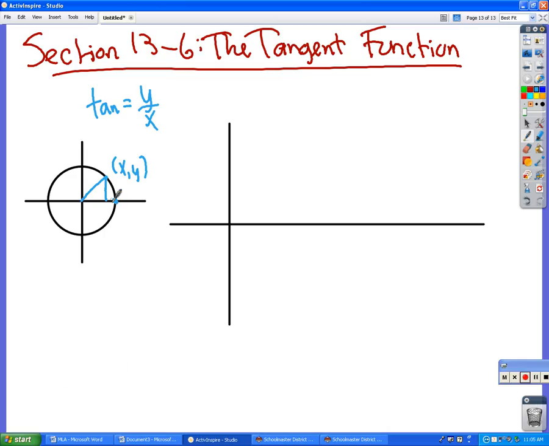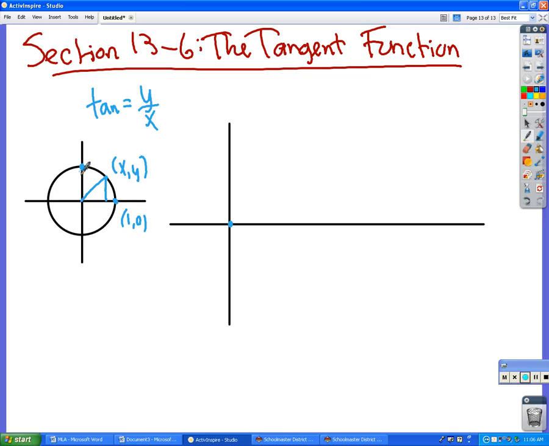Right here at this very first point, which would be 0 radians, a 0 degree angle, what are the coordinates of this point? 1, 0. So if I go y divided by x, if x is 1 and y is 0, what do I get? 0. So that means the tangent function starts at 0. But then here's where something funky starts to happen.